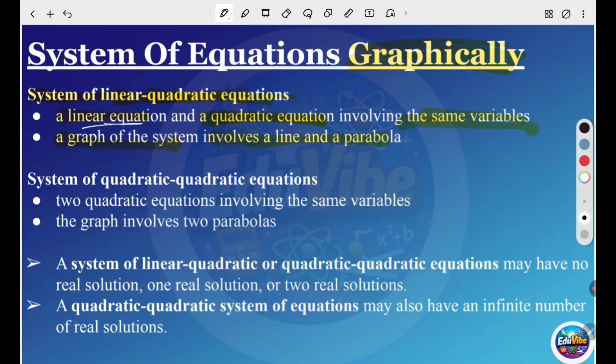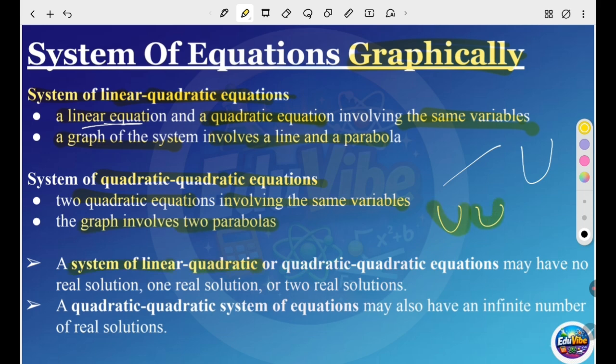In the linear one you deal with lines: diagonal, horizontal, or vertical. And the parabola is like what we saw in our previous chapter on quadratic equations. One more system is the quadratic system, where both equations are quadratic, so we get two parabolas, upward or downward. They both involve the same variables.